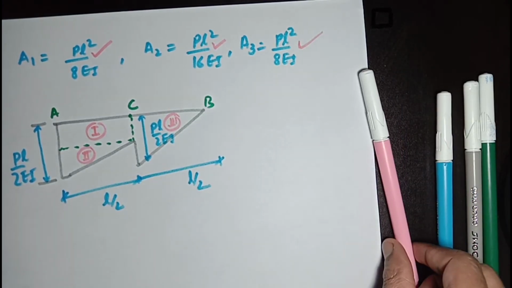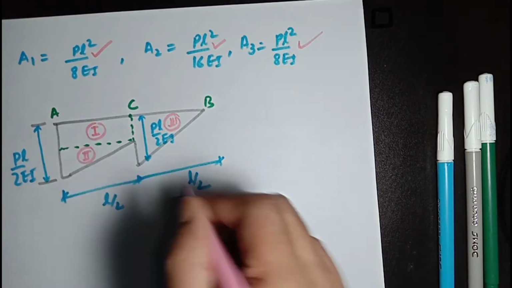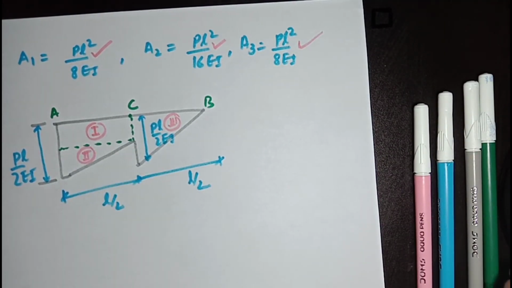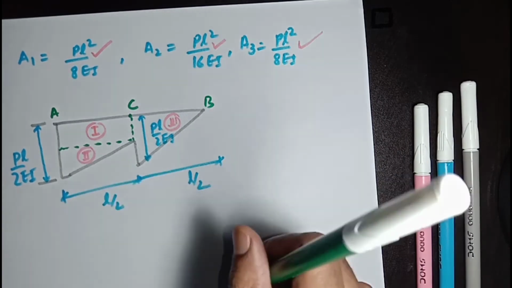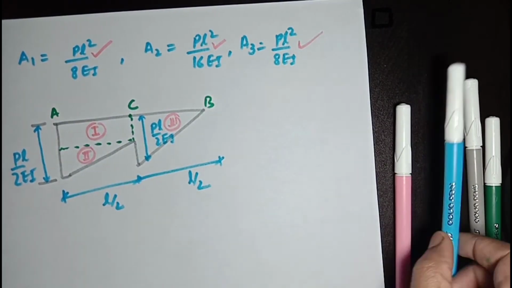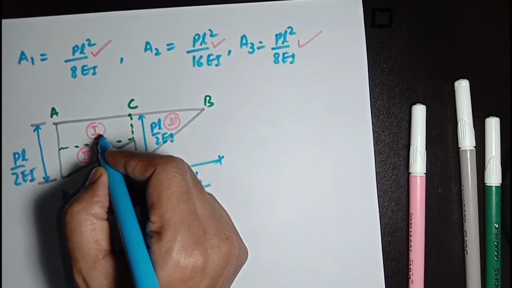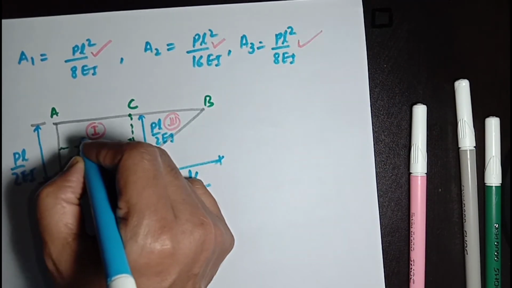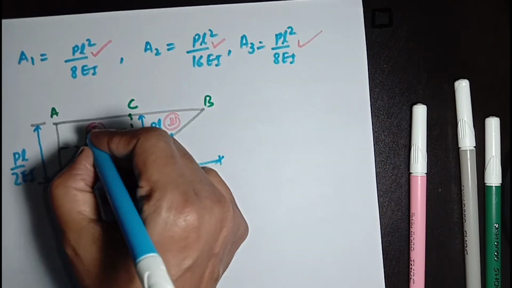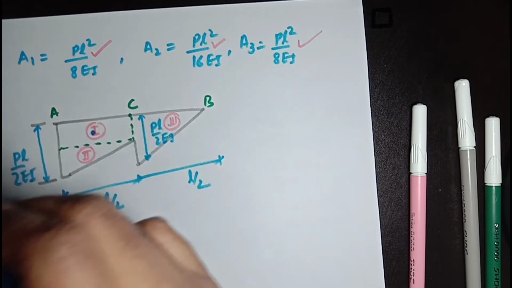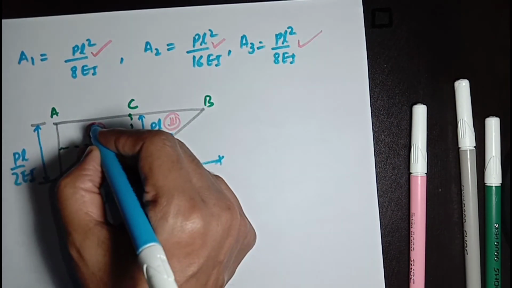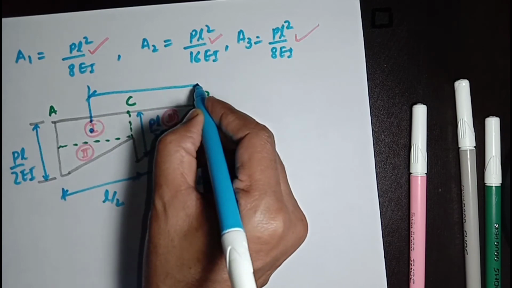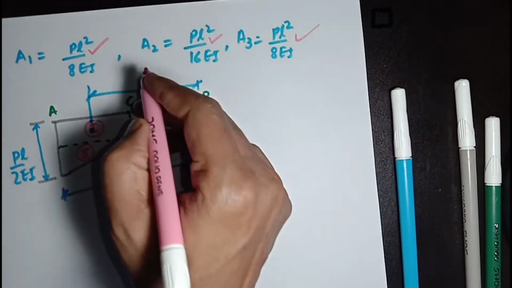Now X bar. The centroid of this rectangle, measured from point B, will be at the center of the rectangle, because it's a rectangle. From here, it will be X1 bar.